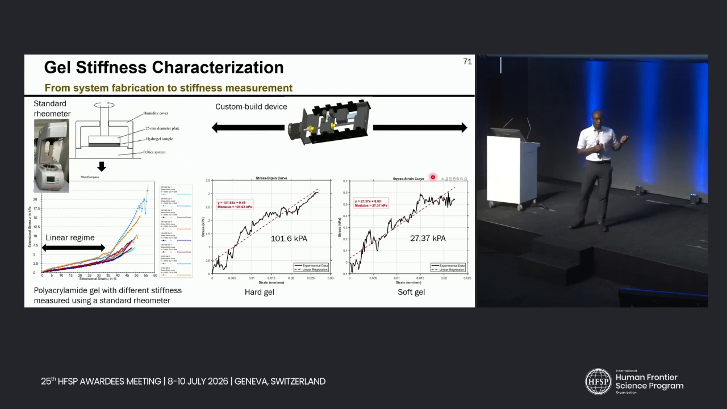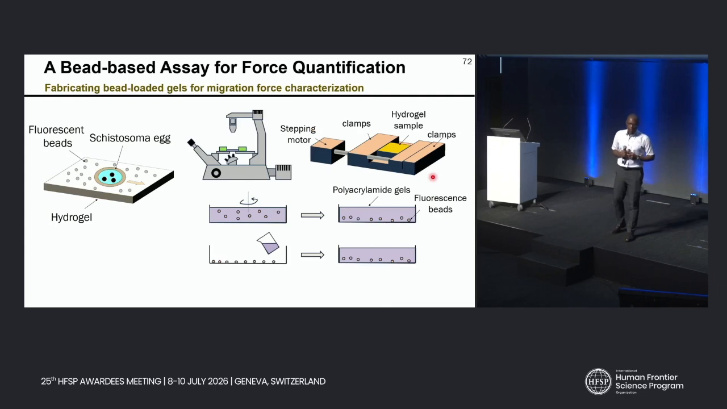So we did compare the 3D printed device with a standard rheometer, and we changed the gel stiffness over a wide range. We could determine that within the linear range, we could determine the stiffness, and we were able to come up with a stiffness that is somewhat physiological, about 10 kilopascals, that was able to continue the work.